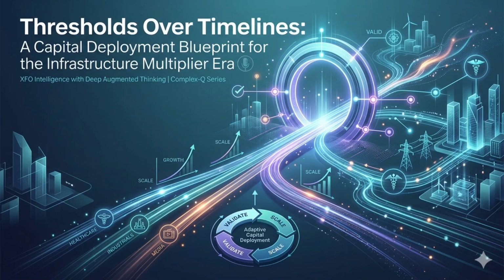The corporate technology infrastructure wave is a structural trap. Success requires a shift. The infrastructure multiplier era rewards option discipline, not deployment velocity. So, what's the right approach?